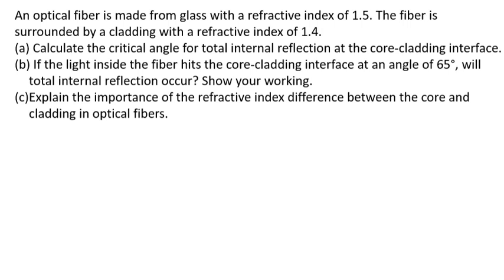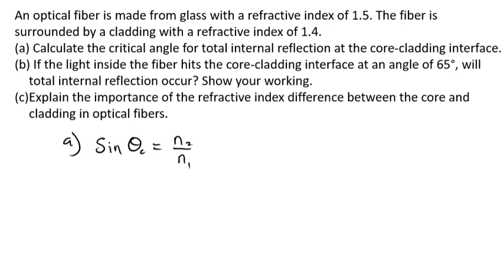So the first thing we have to take note of is that the critical angle is found by this formula: sine theta, where theta is the critical angle, equals index 2 over index 1. The critical angle is the angle of incidence in the denser medium, which is the core, above which total internal reflection occurs at the boundary with the less dense medium, which is the cladding.